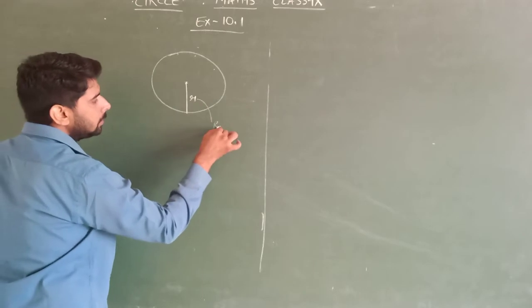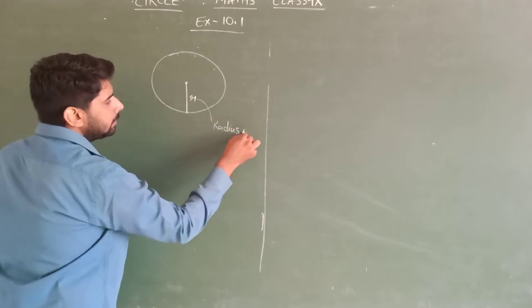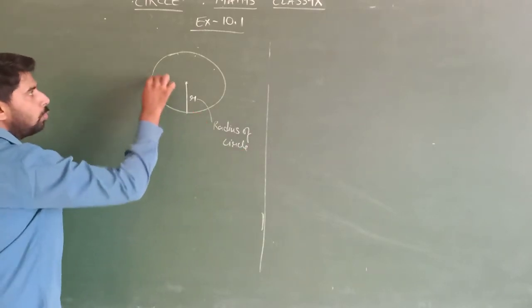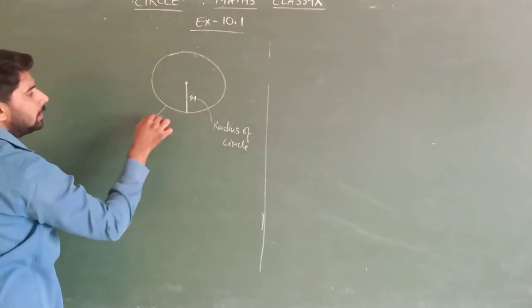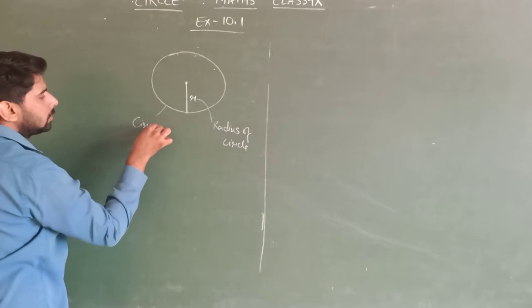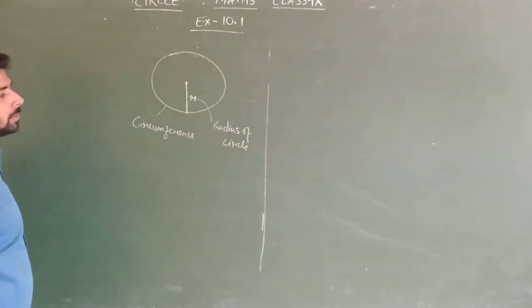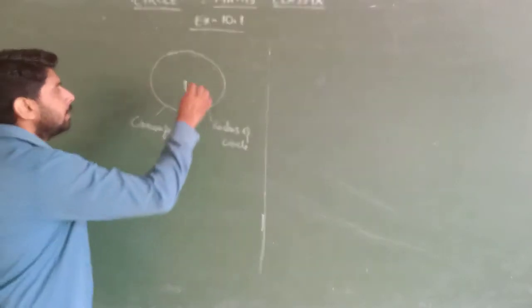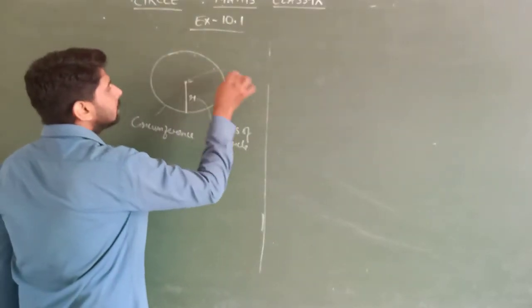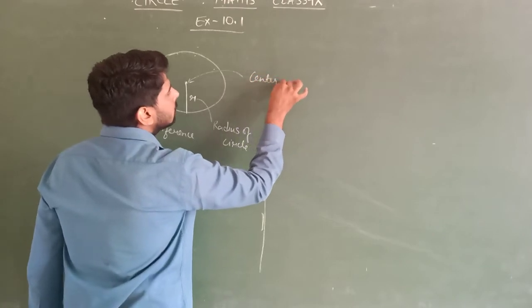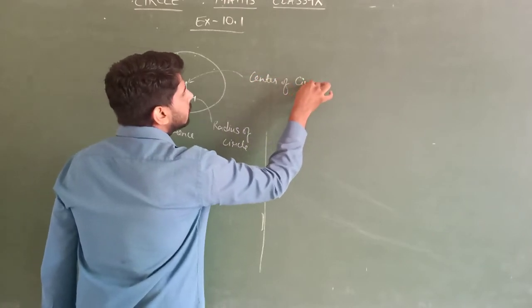So r is the radius of the circle. This whole is called the circumference or perimeter. This point is called the center of the circle.